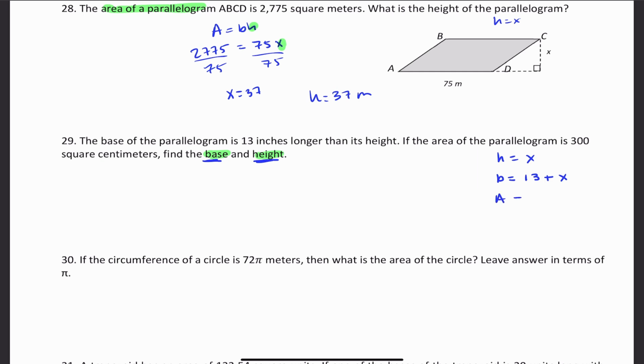And the area, of course, we know is 300. So we say A equals base times the height. The area is 300. The base is 13 plus x times the height. I'm actually going to put x first. So x times 13 plus x. And then we distribute the x to each term. So 300 equals 13x plus x squared. Okay.